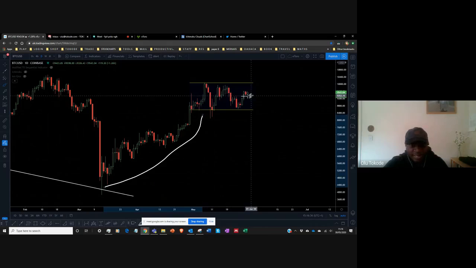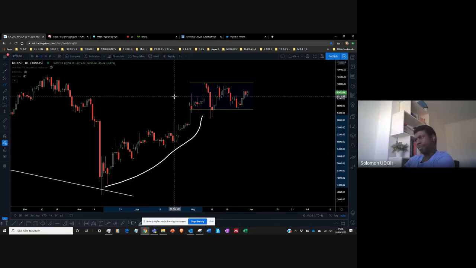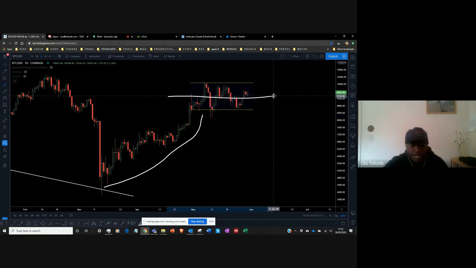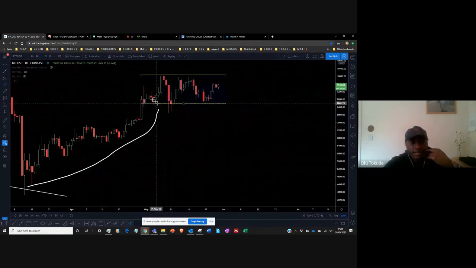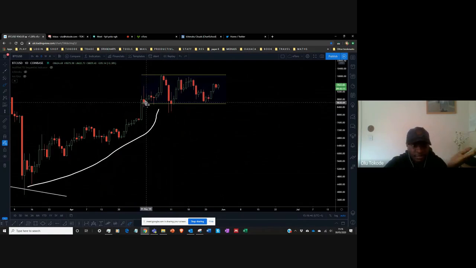Now we are consolidating. See that's horizontal. We are just consolidating here, and that consolidation is into a rectangle, a channel. We bounce here, got rejected here, bounce here. We didn't touch the top, and then we bounce here. So once we got here, I bought Bitcoin here, around here.